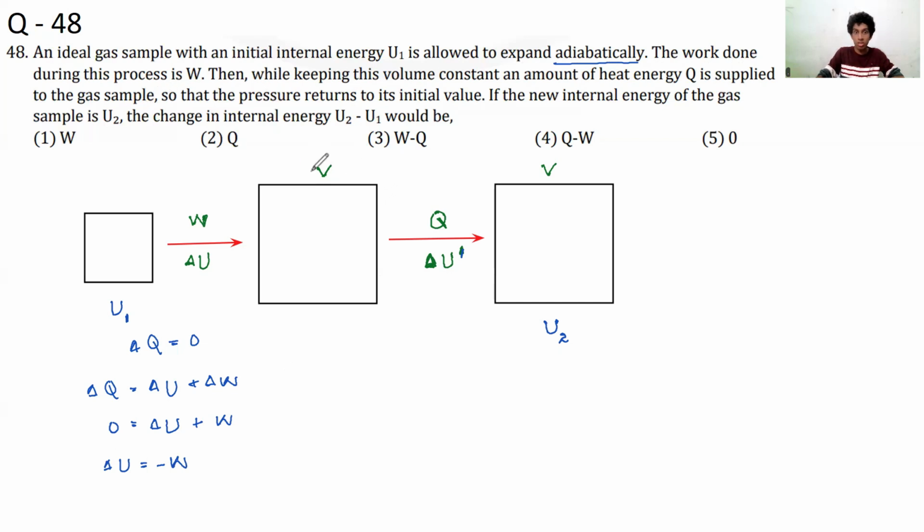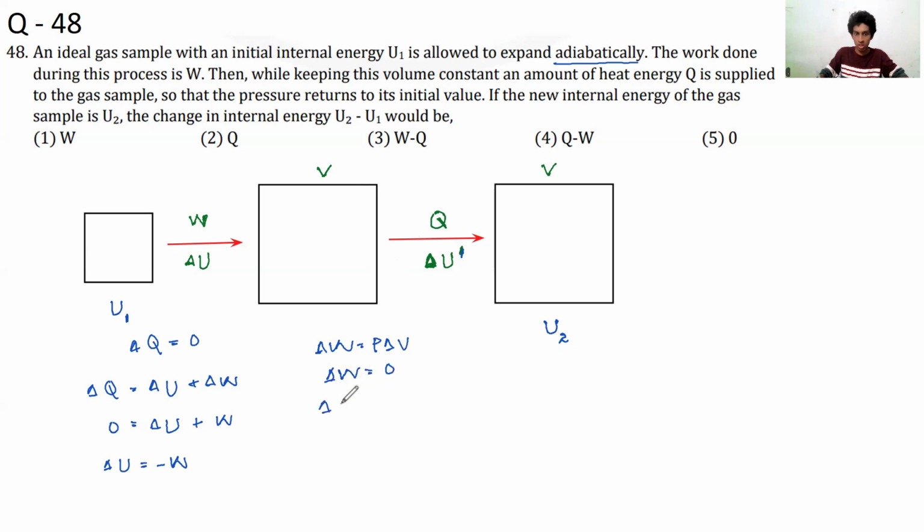That means the volume doesn't change in the second process. That means it's a constant volume process, or an isochoric process. And as delta W is equal to P delta V, as there is no change in volume here, delta V is equal to 0, therefore delta W is also 0.